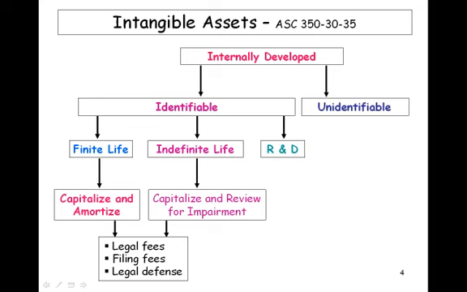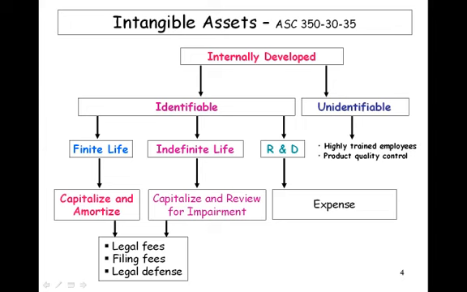The costs incurred from internally developed intangibles that are not capitalized and amortized are classified as research and development. The general rule is to expense all R&D costs. We'll better define R&D in the next slide and look at some exceptions to this general rule.